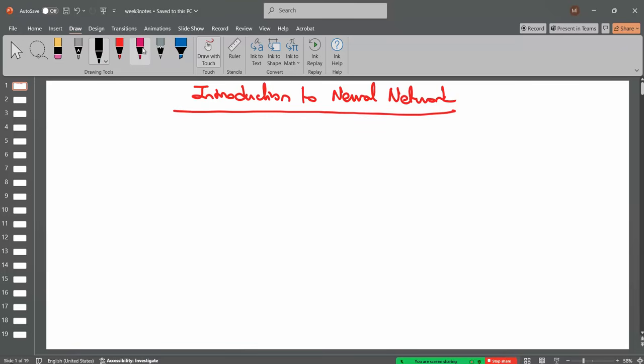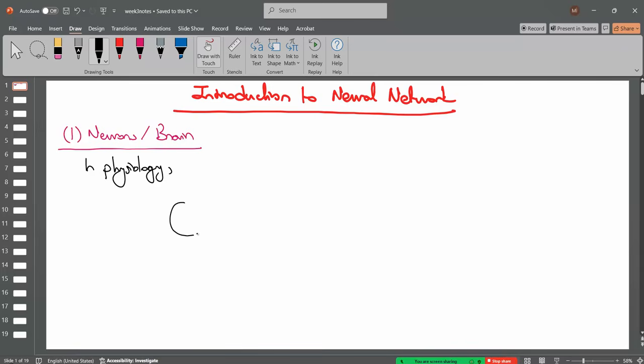So, in the first place, we need to talk about the neurons and the brain. Okay? Which we have this feature. And so we can think about it. So, in physiology, we have this kind of nucleus, just like this one. Okay? This is nucleus.